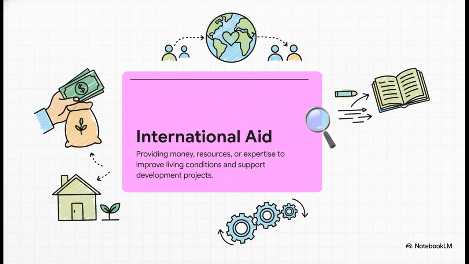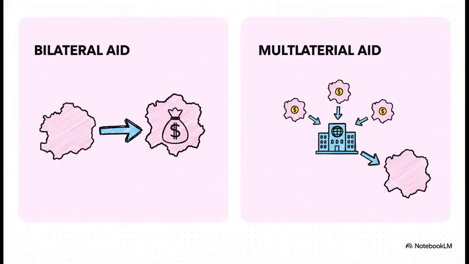Let's start with aid. So, at its core, international aid is basically one country or a group of countries giving help, whether it's money, food, or technical know-how, to another country. The whole point is to improve living conditions and get important development projects off the ground. And aid isn't just one thing. It comes in a couple of different flavors.